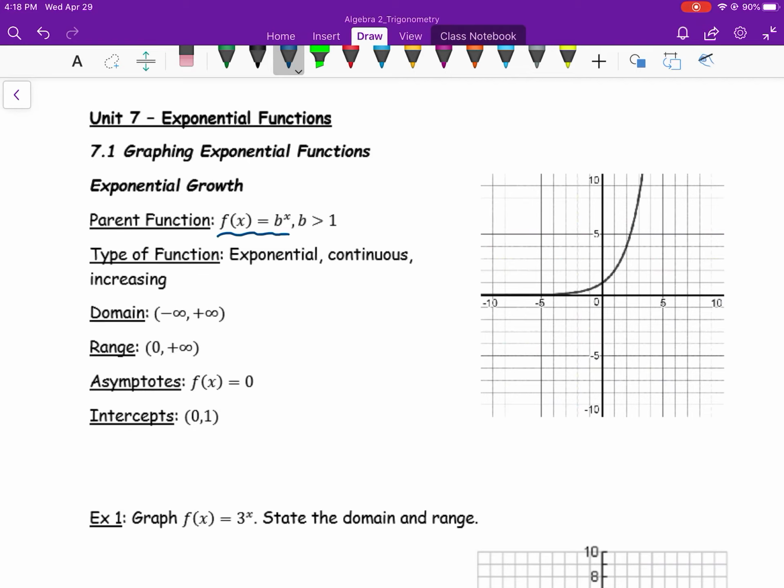The domain is all real numbers from negative infinity to positive infinity, which basically means from left to right here, there's no breaks in the graph. Every x value you put in, you're going to get a y value.